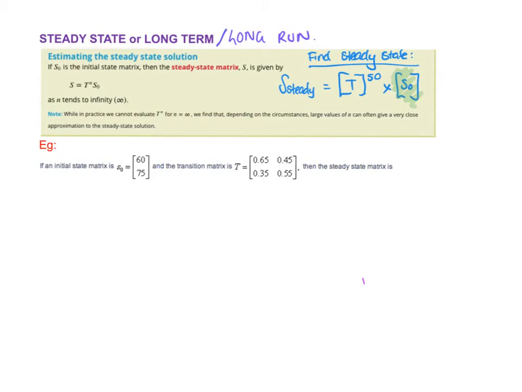Try not to use too much higher. The calculator will sit there for hours trying to work it out. So we don't want to clog up our calculator. 50 should work fine.